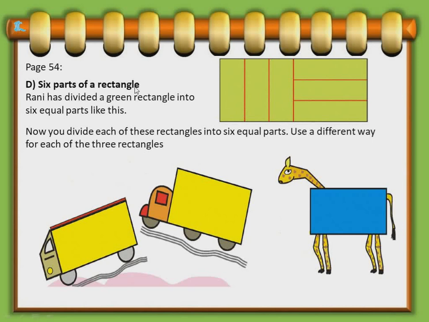6 parts of a rectangle. Rani has divided a green rectangle into 6 equal parts like this. This is a rectangle. So, now this green colored one is a rectangle. And how many parts is it divided into? 1, 2, 3, 4, 5, 6. And you can see they all are equal parts. Now, you divide each of these rectangles into 6 equal parts. Use different ways for each of the 3 rectangles. Now, 3 rectangles they have given you and they are asking you also to divide it into 6 parts.